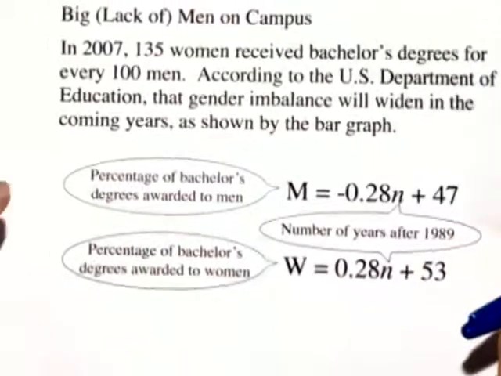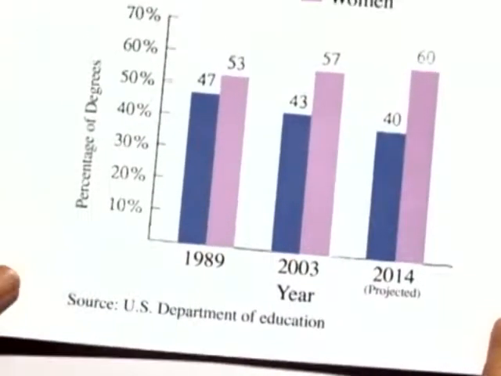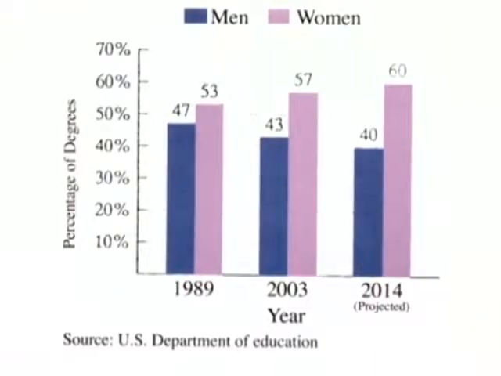So the bar graph shows the percentage of bachelor's degrees awarded to United States men and women. And we have three time periods shown, 1989, 2003, and 2014. Let's go to Part A.